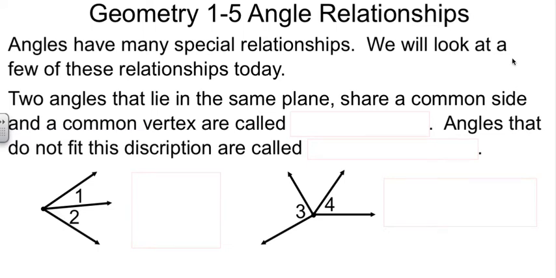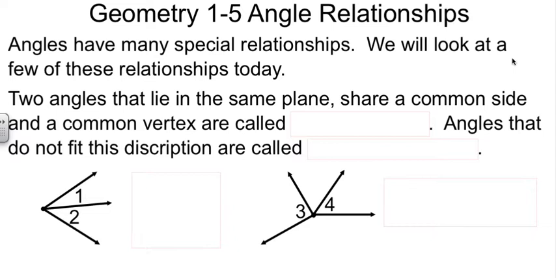This is Geometry, Chapter 1, Section 5, in which we will discuss angle relationships. There are a lot of different relationships between angles and among angles, and some of those we're going to look at today.